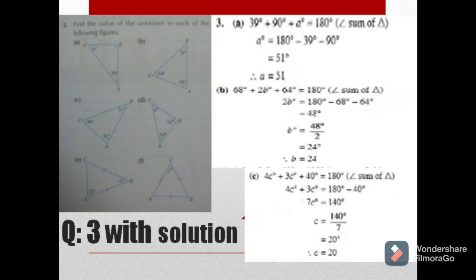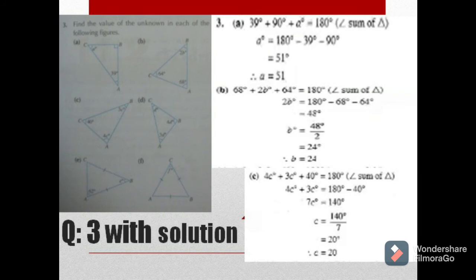Same goes for part B. We have two angles, 64 and 68, and the third angle which is given is 2B. So now we just have to find the value of B, and then we'll get the value of the third angle. The sum of all angles in a triangle is 180 degrees, I'm repeating, and we have to subtract 68 and 64 from 180 degrees to find the value of B. We'll leave the 2 with B and deal with that afterwards, when we are done with the subtraction. After subtraction, we got the answer as 48 degrees.